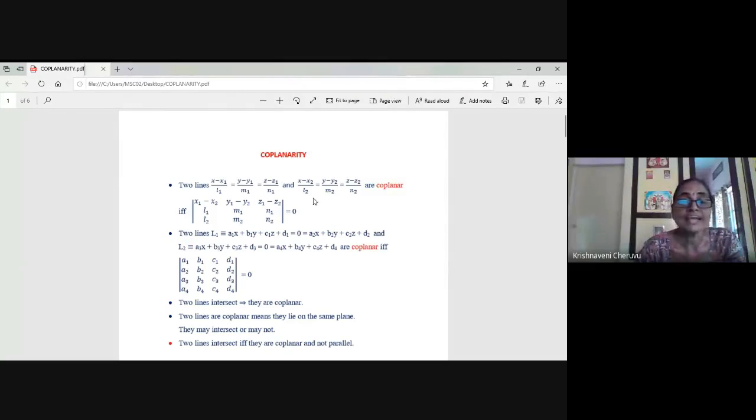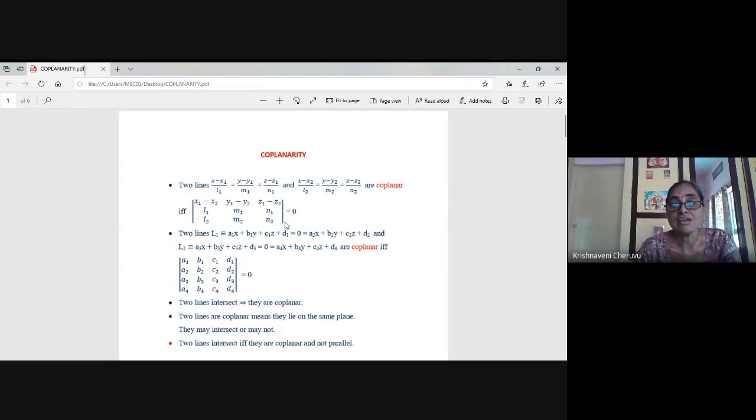When the lines lie on the plane, we call them coplanar. And how to check whether two lines in the symmetric form are coplanar? You find the determinant of x1 minus x2, y1 minus y2, z1 minus z2, L1, M1, N1, L2, M2, N2. If the determinant is 0, then the given lines are coplanar.